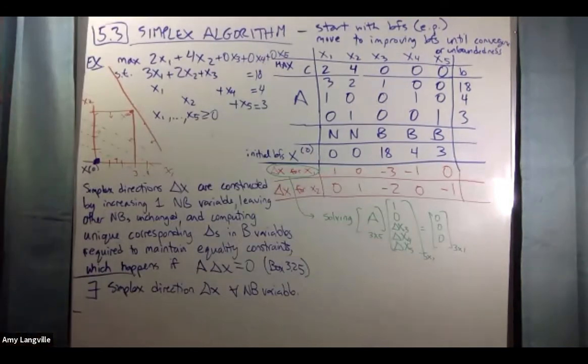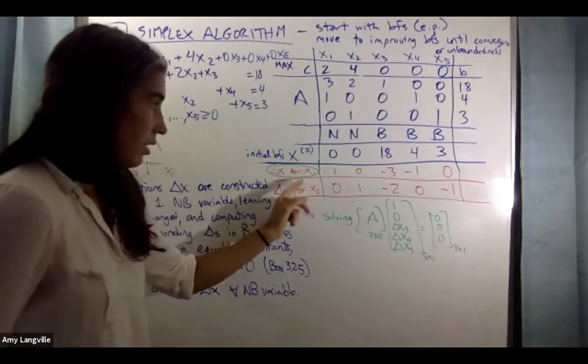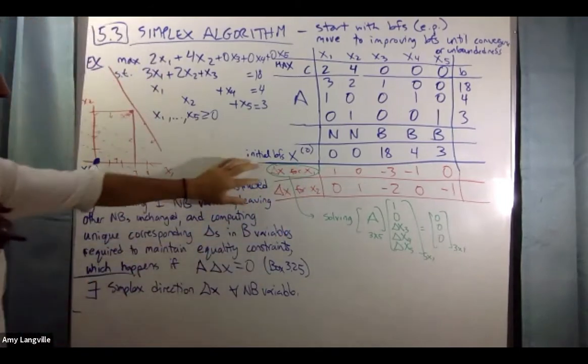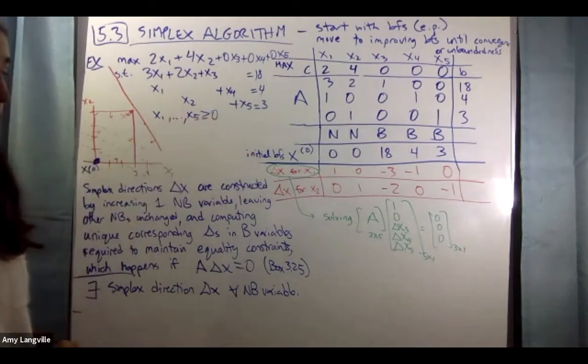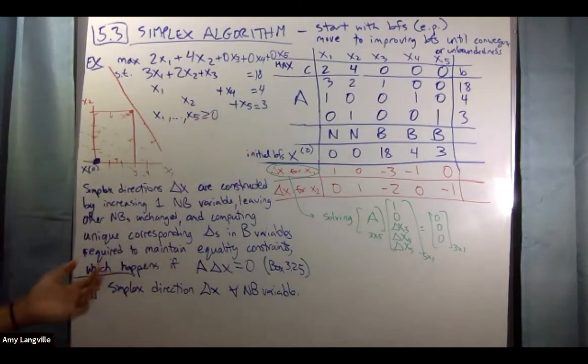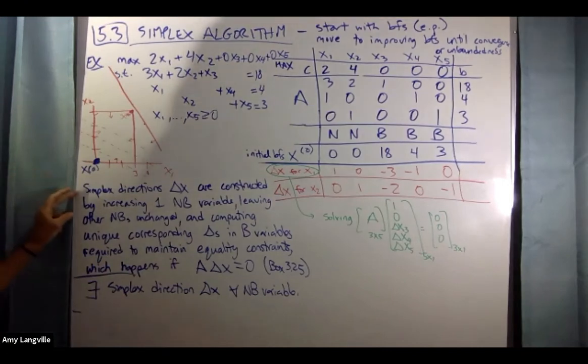Okay, so we're going to talk about these red lines here and how we got them. These are going to be our direction vectors, and actually at x0 we have 2 different direction vectors that we can move in. There's only 2 choices, and here's how that came about.